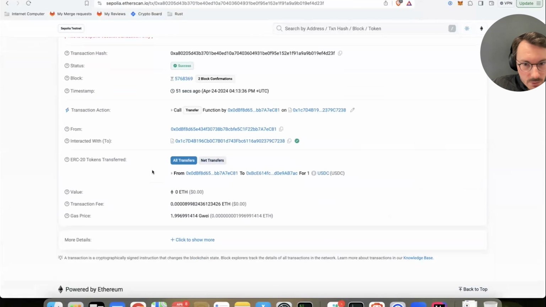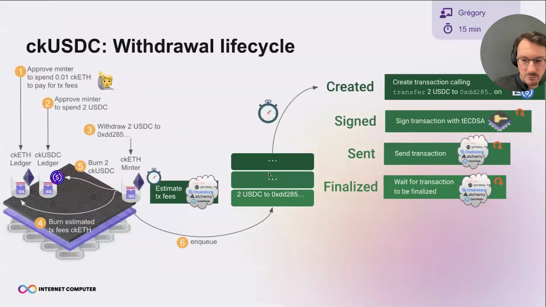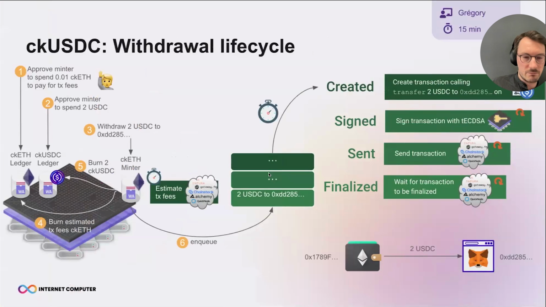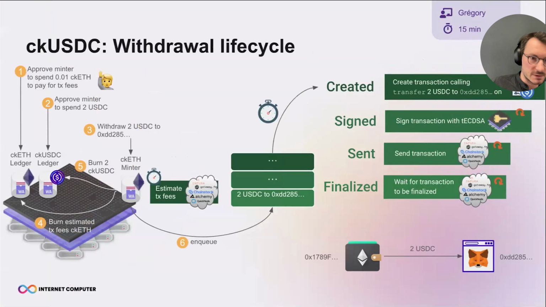Right, so we can see on Etherscan that everything looks like a standard Ethereum transaction, sent from some address corresponding here to the Minter's address to my OZ Ethereum address. So things are completely transparent to the Ethereum stack. Yes. And all of this is really possible thanks to the threshold ECDSA integration.